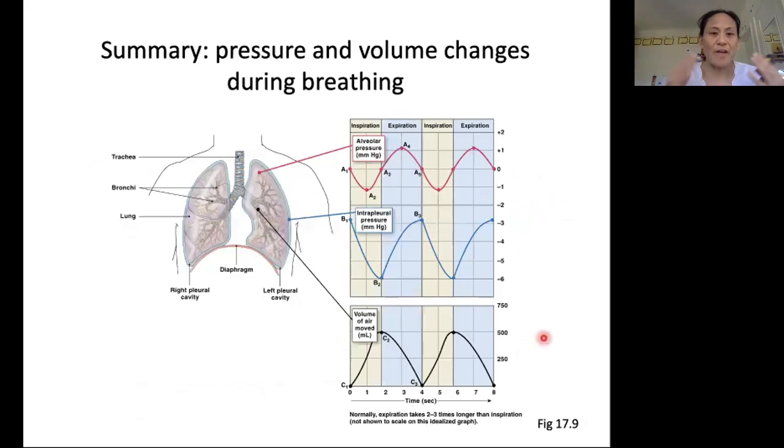All right, and then finally, I don't think I'll really go over this, but I just want to draw your attention to this figure, which you've already seen. It's a summary of our pressure and volume changes during breathing, and it can just help you remember everything that's happening.